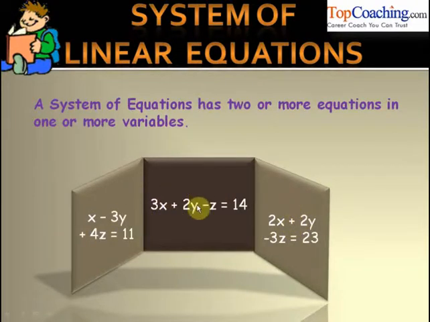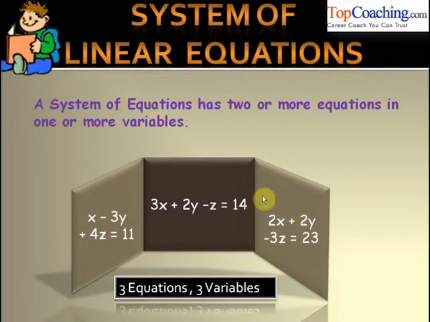And these three equations together constitute the system of linear equations. Here for this particular example, we see that there are three equations and each of these equations has got three variables. And because of this it becomes a system of linear equations with three equations and three variables. So what we can say is a system of linear equations has got two or more than two equations in one or more than one variables.